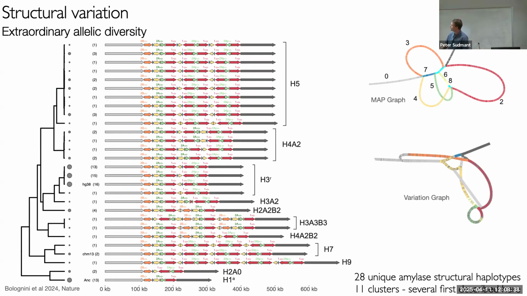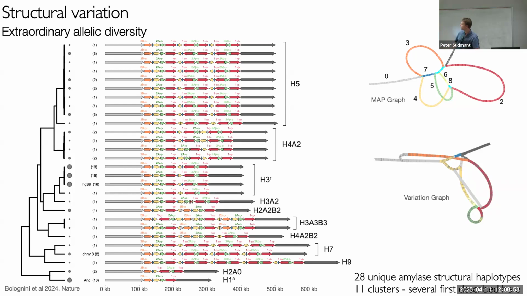One of the first reasons to study structural variants is that they have extraordinary allelic diversity. With SNPs, well, actually, I guess you found a lot of multi-allelic SNPs in your time, but in general we usually think of SNPs as biallelic, whereas structural variants can have extraordinary numbers of alleles.